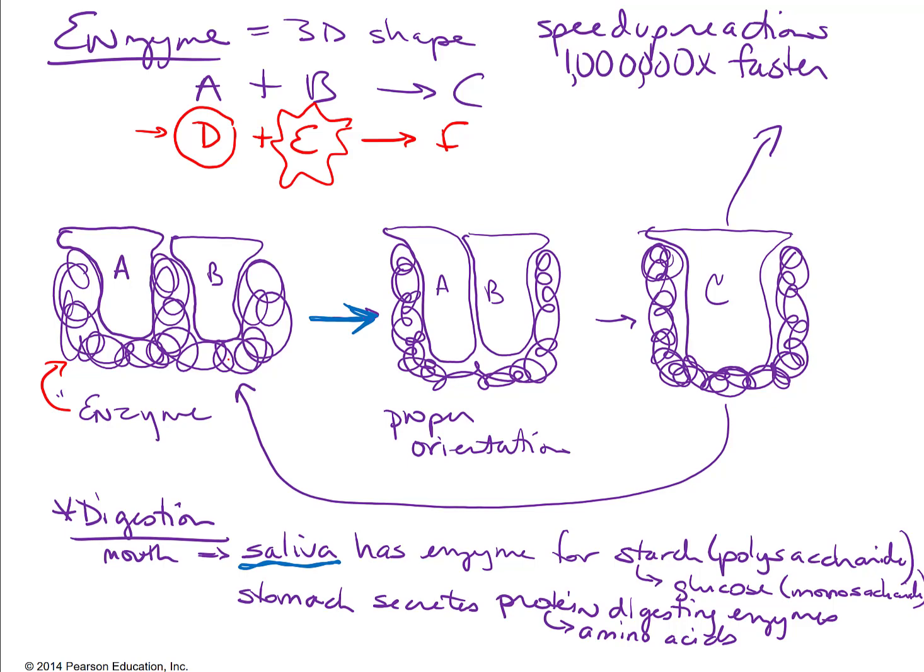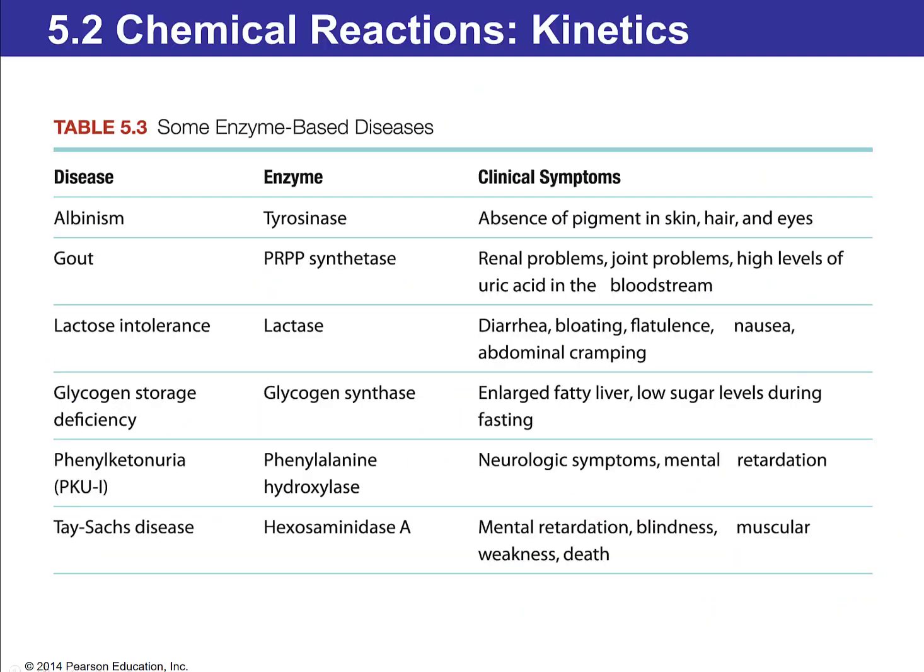Your stomach secretes protein digesting enzymes, and it uses the acid in the stomach to speed the reaction up. So the acids actually promote the breakdown by those enzymes. There's a chart in here that talks about a bunch of them.